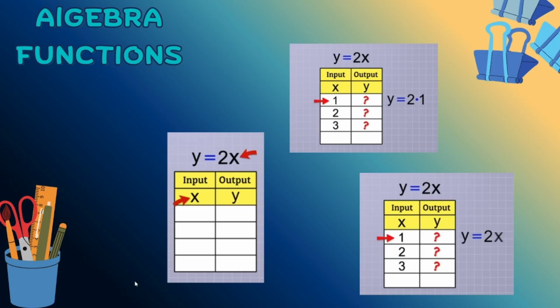For this example, we can make a function table to show some of the possible input and output combinations. For this function, we could choose any number at all for the value of x. If we input the value 1, in other words, if we substitute the value 1 for the x in our equation, then we get y equals 2 times 1, which simplifies to y equals 2. The same procedure applies for input numbers 2 and 3.